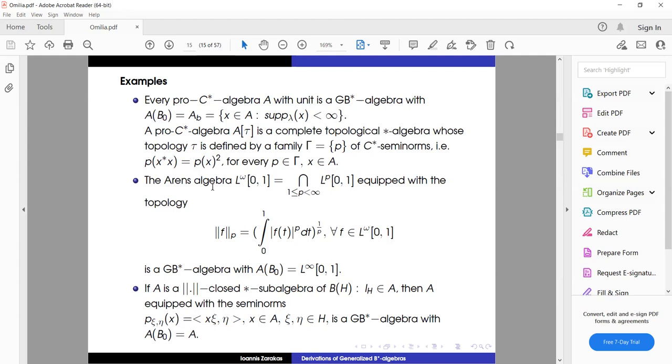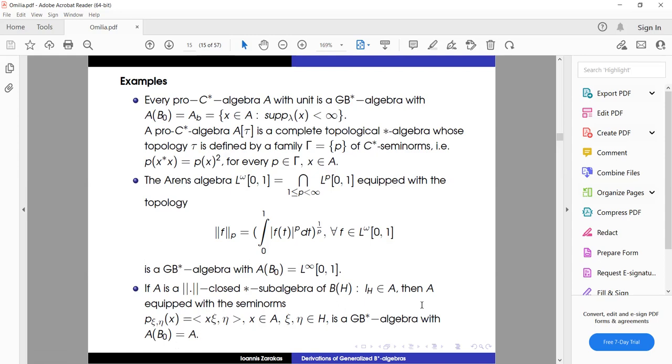Another example, the second example that I have noted, is the Arens algebra L^omega(0,1): all L^p(0,1) functions, and we take the intersection of them. The topology is the natural one, given by all the p-norms. And this is a G-B-star algebra, L^omega, with A_B naught being the von Neumann algebra L infinity (0,1). And the last example I noted on purpose, and we'll see why. If we start with a norm closed star subalgebra of B(H), H a Hilbert space, and we equip our algebra alpha with the seminorms p_{xi,eta}, which are defined here, like the weak topology in a sense, we have in our hands a G-B-star algebra with A_B naught equal to alpha.